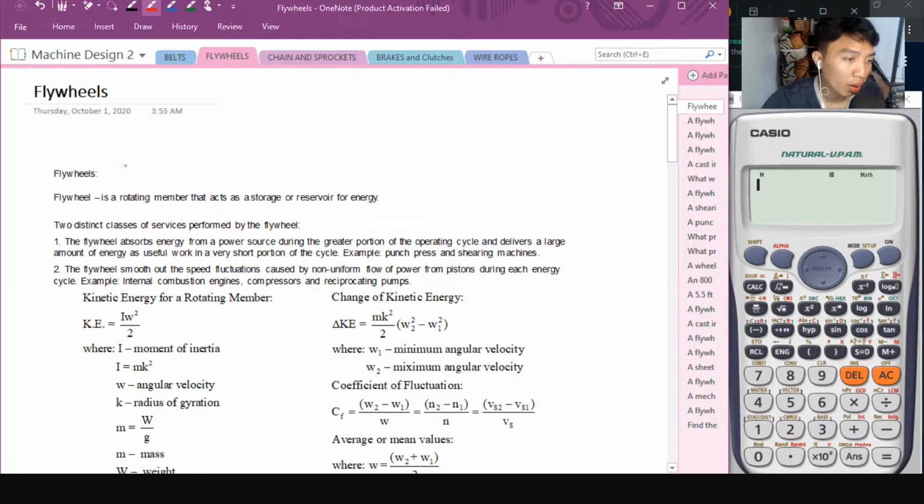Now, according here, a flywheel is a rotating member that acts as a storage or reservoir of energy. So it is used in order for you to store energy. 'Di ba? Meron kayong mga sasakyan. Kung napapanood nyo yung mga tatay nyo or meron kayong mga talyer, sa mga talyer nakikita nyo na nagkakalas sila ng mga clutch. Nagkakalas sila ng transmission.